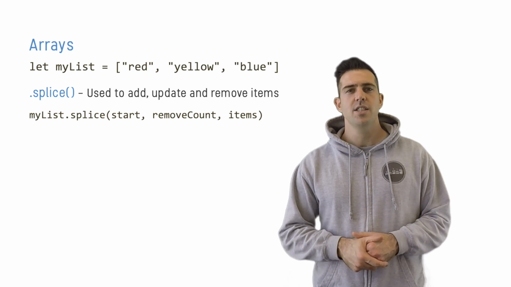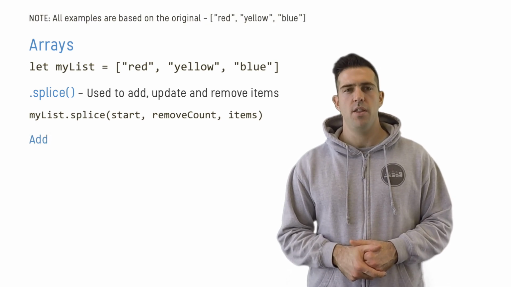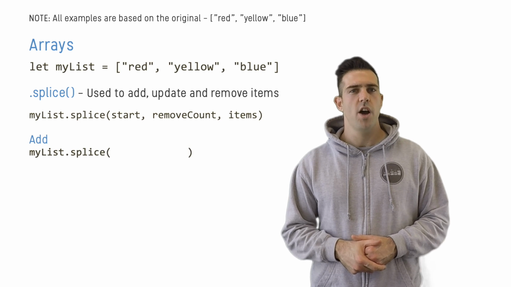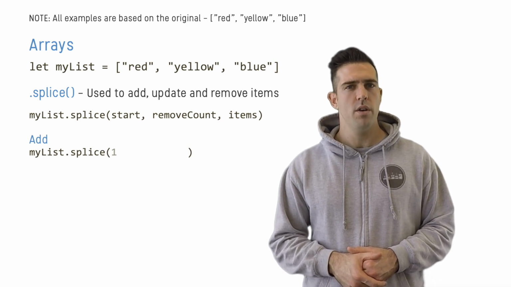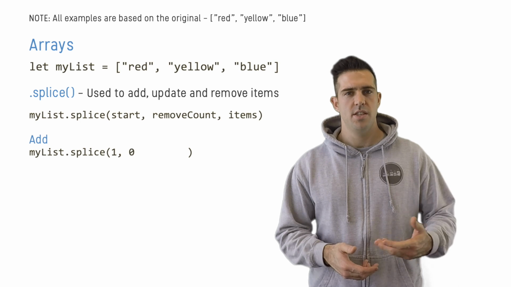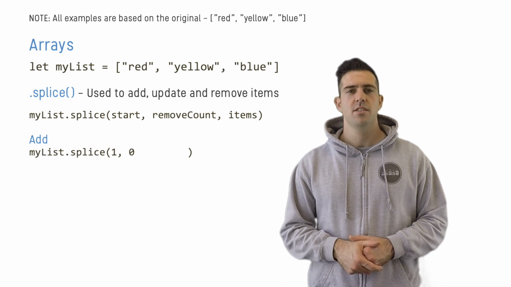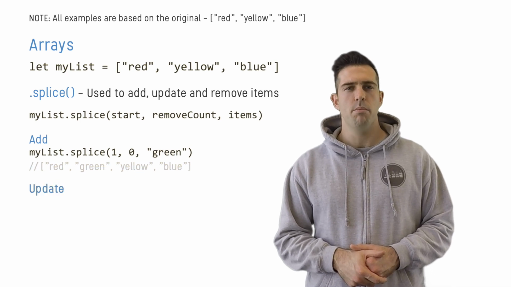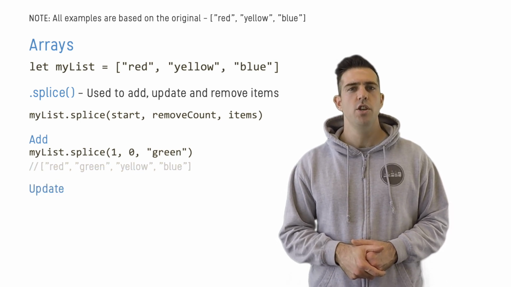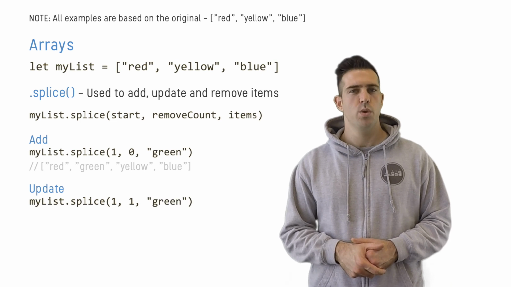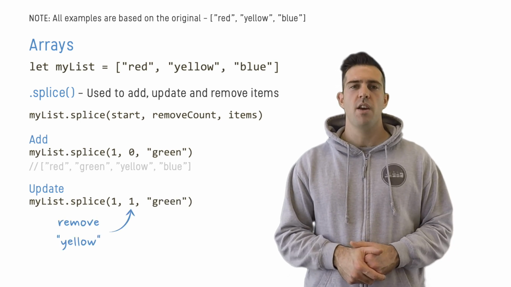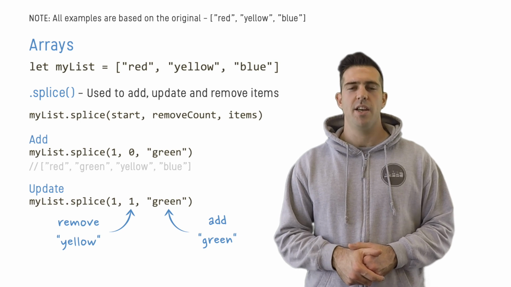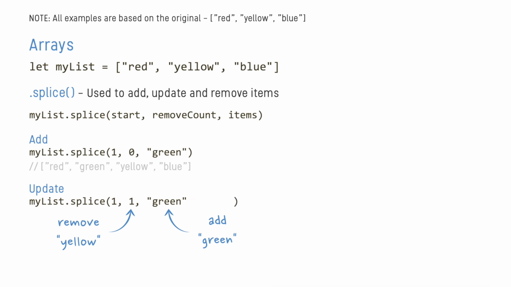So let's start by adding a value and we'll make it the second item in the array. For this we'll need to provide all 3 parameters, which will be 1 for the start position, a 0 for the number of items we want to delete, and the new value we want to add. If we wanted to update the existing value, we could change the second parameter to a 1, which would effectively remove the value that's currently there and add the new one in its place. And as with the push method, we can add multiple values at the same time by continuing to comma separate them at the end.